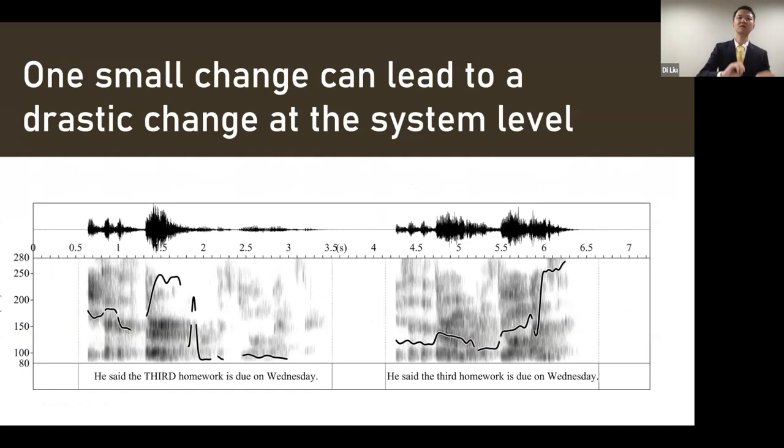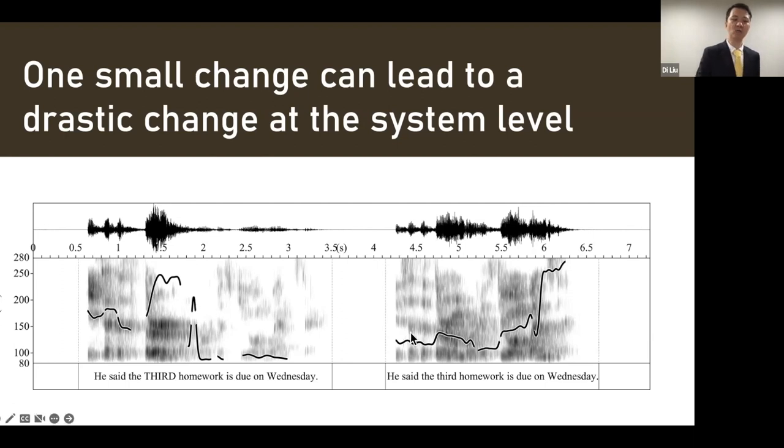Now, another challenge is that one small change in the pitch track can lead to a drastic change at the system level. So if you look at these two sentences, the first one is, "He said the third homework is due on Wednesday." And the second one is, "He said the third homework is due on Wednesday." If you just look at these two sentences, the only thing that changed was the sentence stress placement.